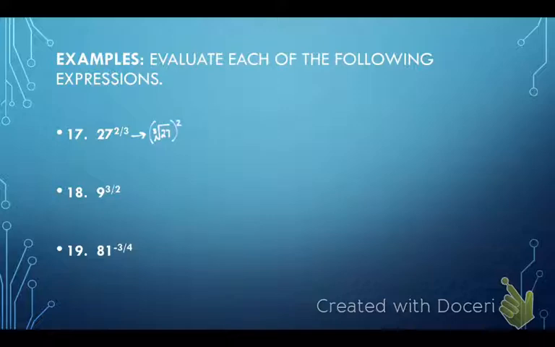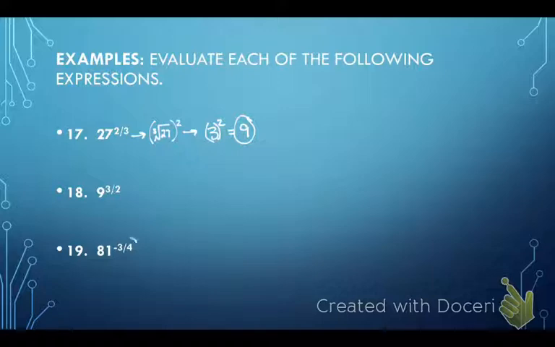Well, is 27 a perfect cube? Yeah? 3 times 3 is 9. 9 times 3 is 27. So I can rewrite this as 3 squared. Well, what's 3 squared? It's 9. Do whatever's on the inside first, and then do whatever's on the outside second. If you can simplify inside your parentheses, do that first, and go about it that way.